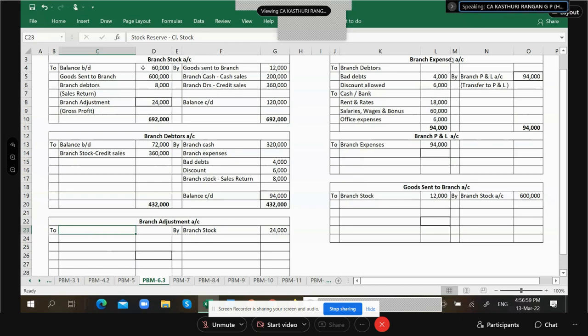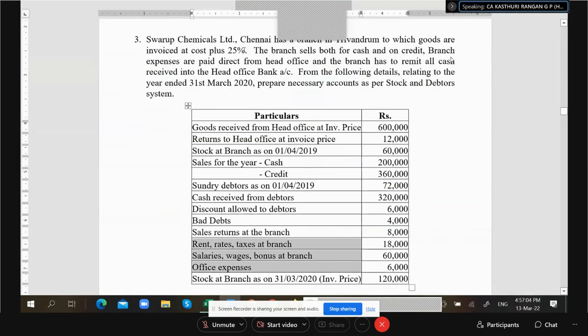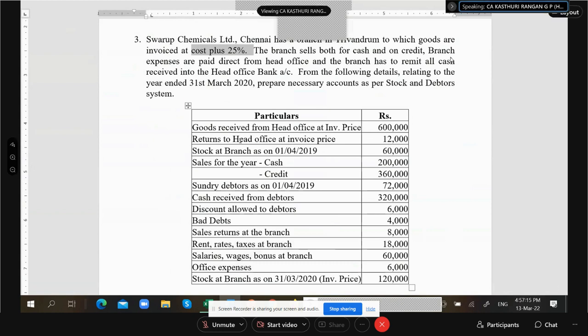Now, what is the loading on opening stock? In this problem, they say the loading is cost plus 25%. So loading is what? 1 by 4 of cost. If the loading is 1 by 4 of cost, it will be 1 by 5 of invoice price.